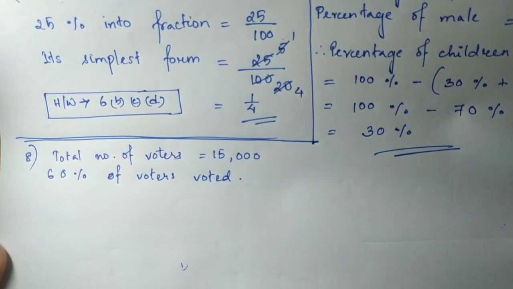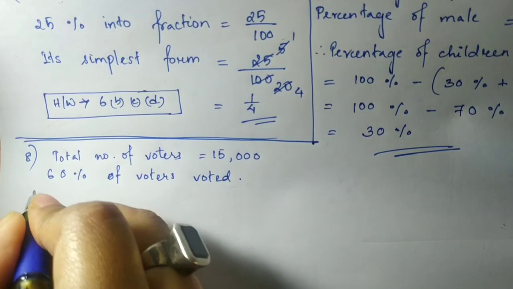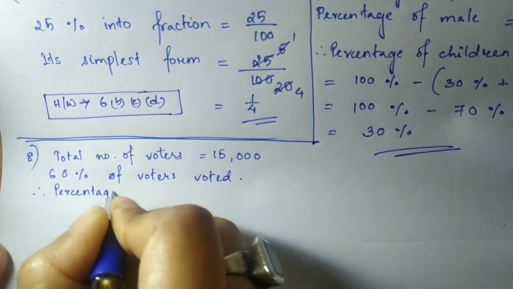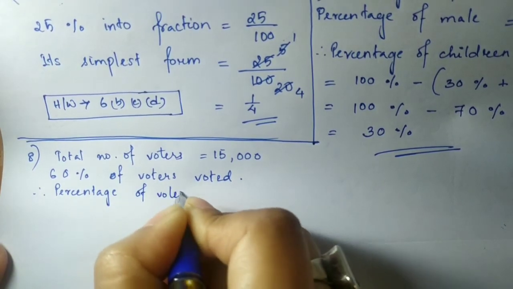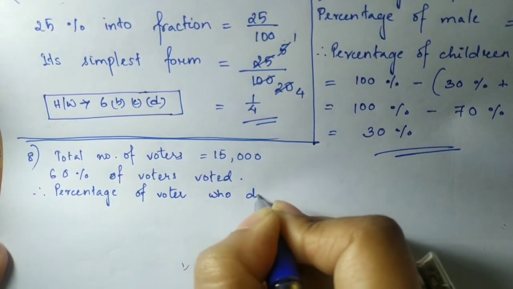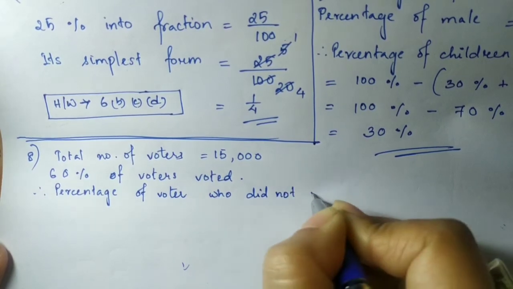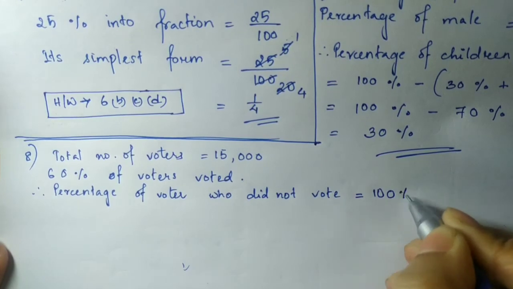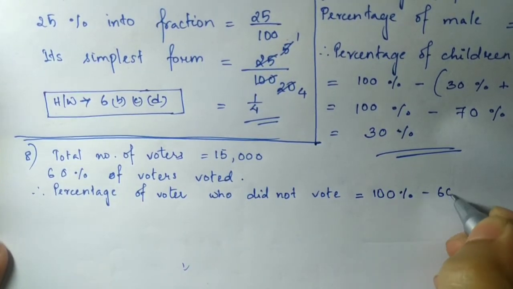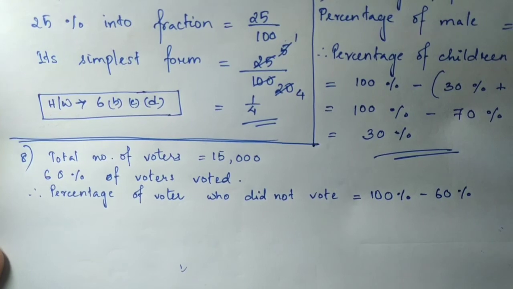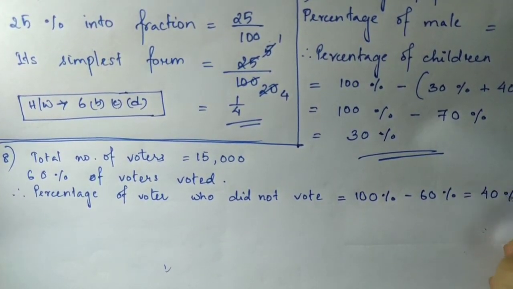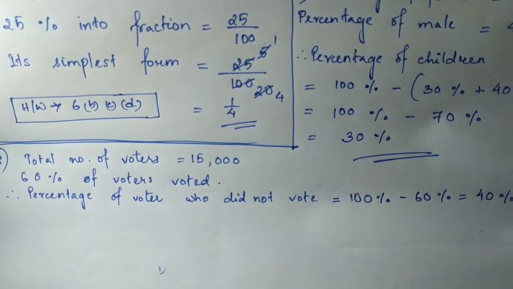What is the first part of the question? Find the percentage of voters who did not vote. Therefore, the percentage of voters who did not vote will be equal to how much? Let's see. Total is always 100%, as I said, minus who voted? 60% voted. So how many did not vote? 100 minus 60%, and it will be equal to 40%. See? Now that means that 60% voted and 40% did not vote.